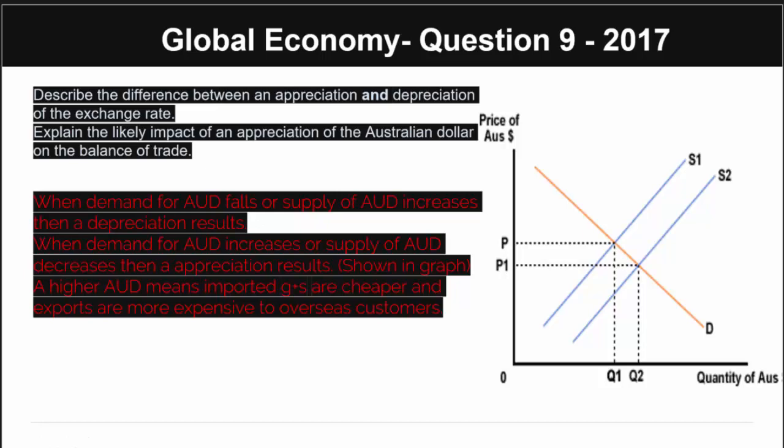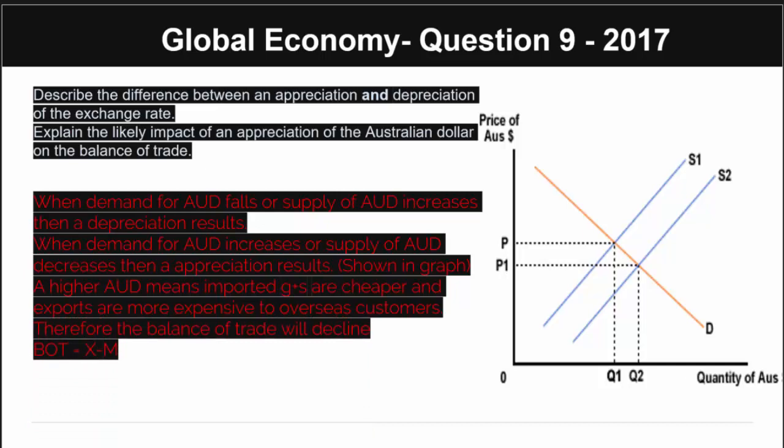A higher Australian dollar means imported goods and services are cheaper and exports are more expensive to overseas customers. So what that will mean is that the balance of trade will get worse. It will decline because we've got lower levels of exports and higher levels of imports. So our balance of trade will decline, will decrease. If you use some numbers with this, that will also be helpful to explain your answer to demonstrate high levels of understanding.